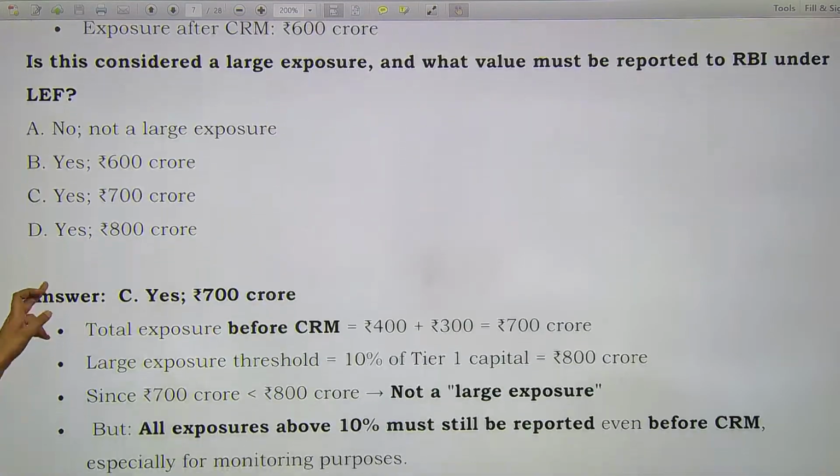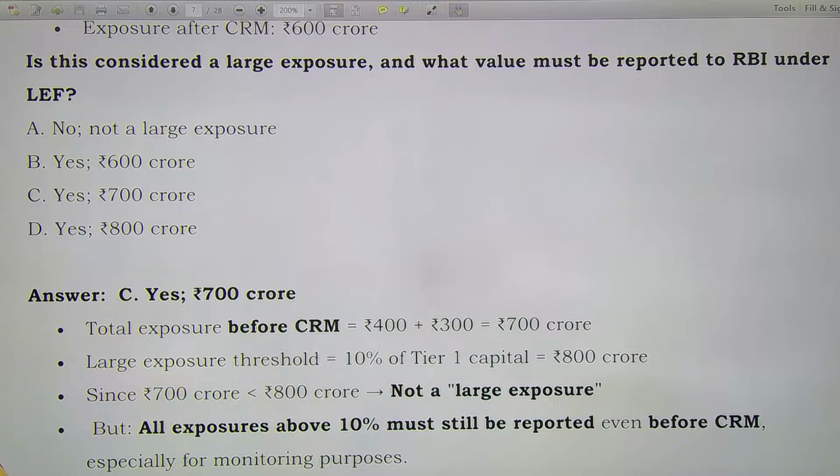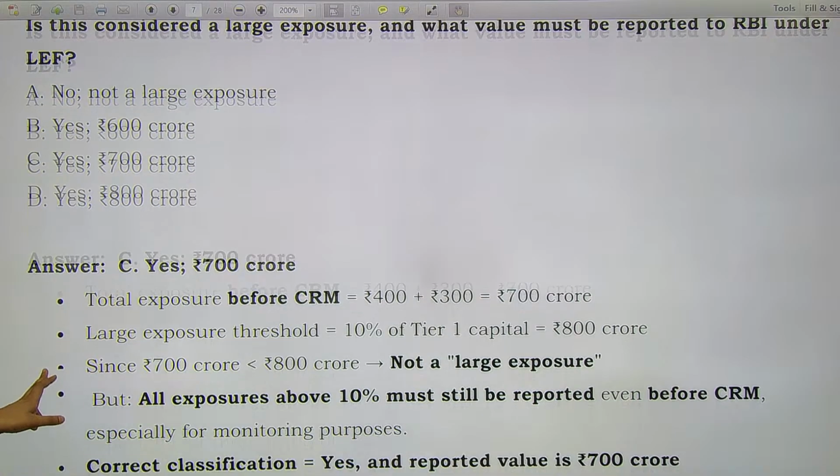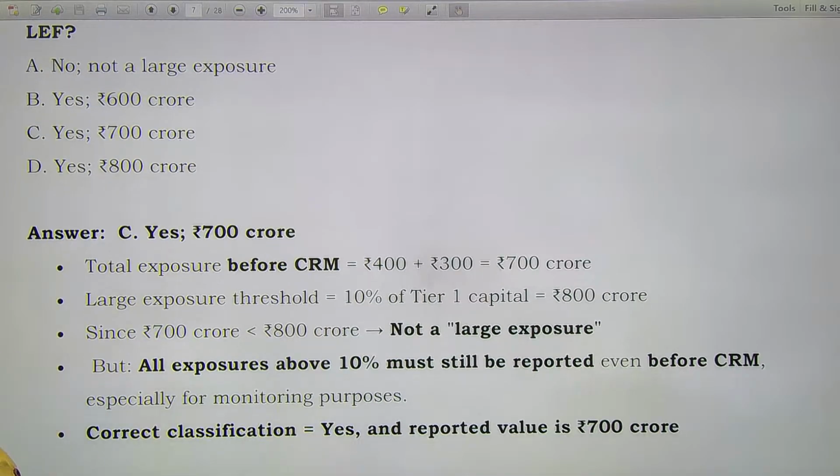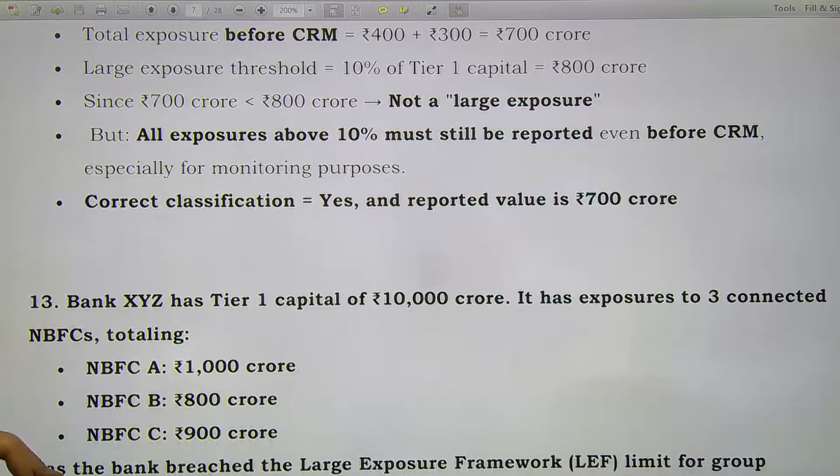See, total exposure before CRM is 700 crore. Large exposure threshold is 10% of tier 1 capital. So, in this particular case, it's not a large exposure. So, all exposures above 10% must still be reported even before CRM, right? So, yes, reported value is 700 crore.